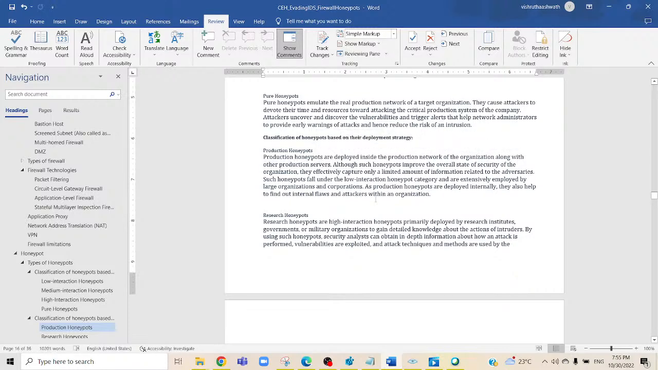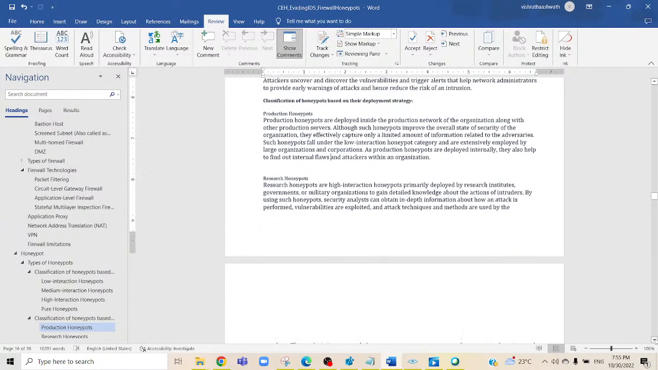Although such honeypots improve the overall state of security of the organization, they effectively capture only a limited amount of information related to the adversaries. Such honeypots fall under the low interaction honeypot category and are extensively employed by large organizations and corporations. As production honeypots are deployed internally, they also help to find out internal flaws and attackers within an organization.